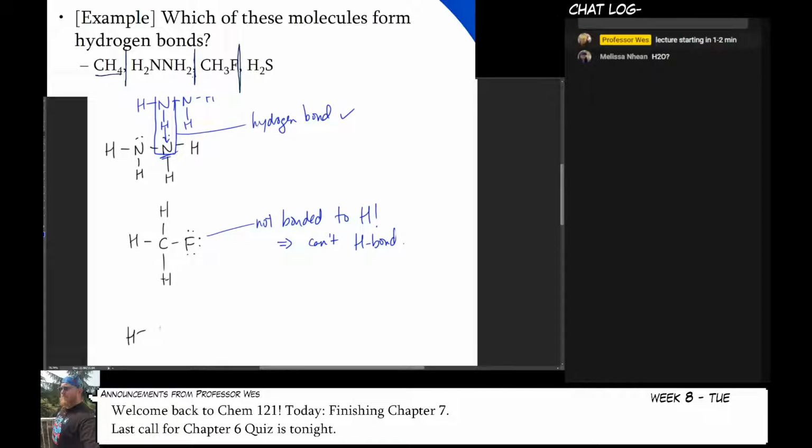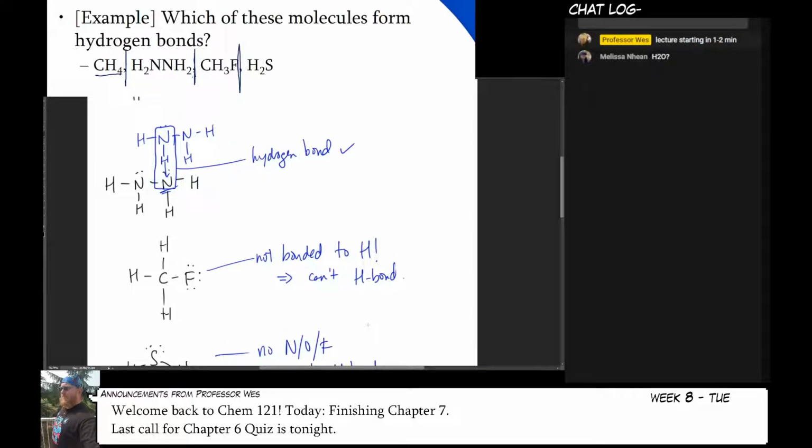So I cannot hydrogen bond using this molecule. And then finally, H2S. Same reason as before. I can't form a hydrogen bond here because I don't have any N or F in this molecule. So the only one that could hydrogen bond was the second one up here.